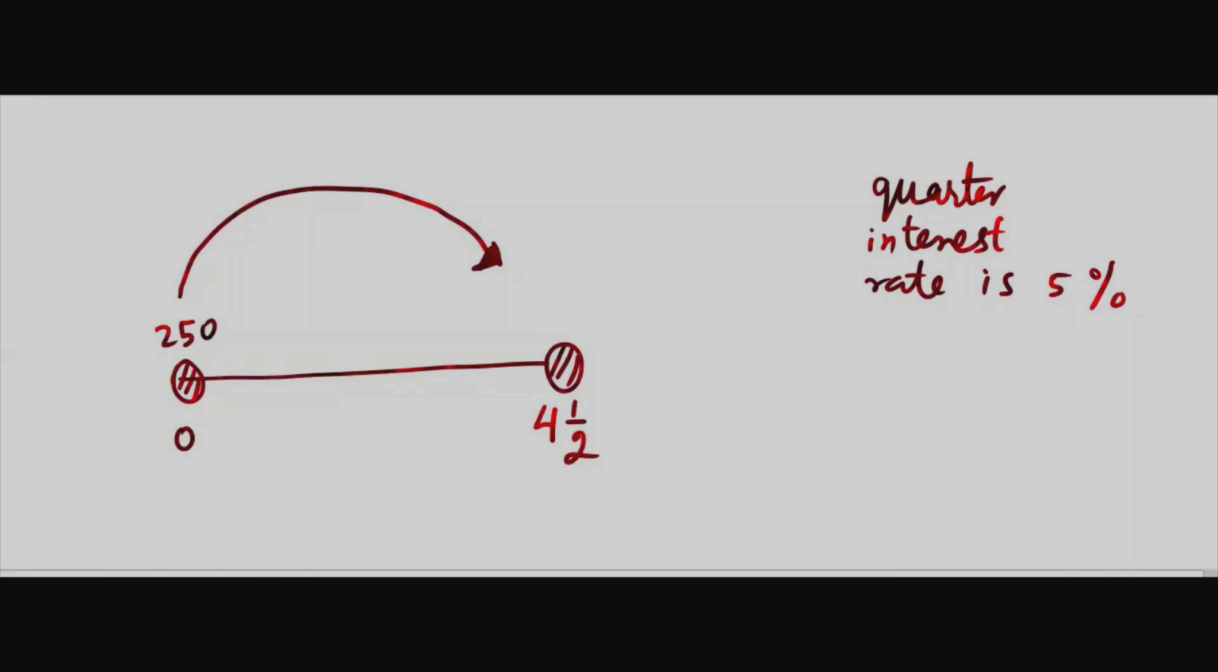Okay, like what I did. So 250 into 1 plus i4, which is 5%, 5 by 100, by 4, the whole raised to... Oh, wait, I made a mistake. I wrote the whole raised to 9 by 2. That's wrong.